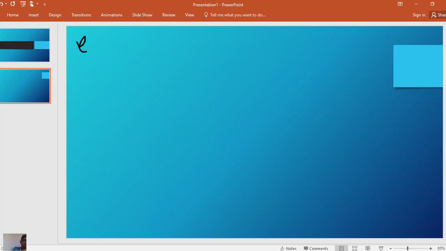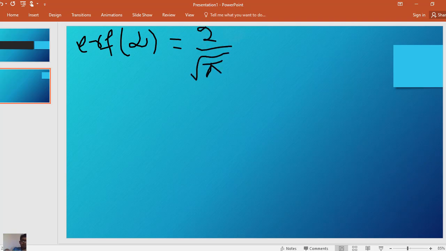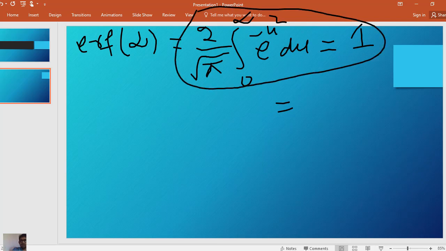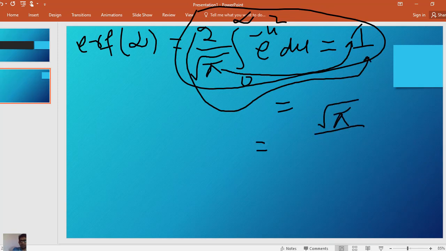So the error function of infinity is equal to 2 divided by root pi integral from 0 to infinity of e to the power minus u square du, which is equal to 1. Simplify this relation: cross multiply this with 1 and this will come to the denominator. So root pi divided by 2 is equal to the integral from 0 to infinity of e to the power minus u square du.